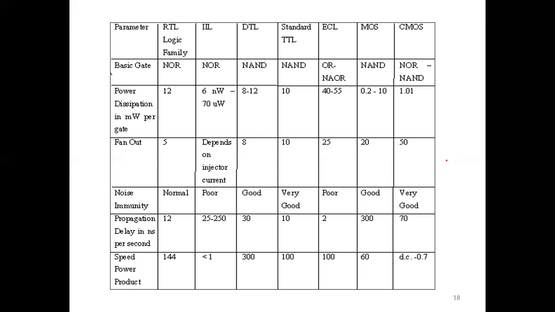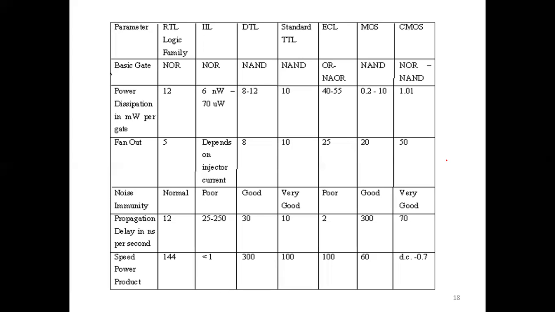That means we need to know which one is best. First we will look at the RTL logic family. The basic gate will be NOR. Power dissipation will be 12, fan out will be 5, noise immunity normal, propagation delay will be 12 nanoseconds. So the speed power product, that is the figure of merit, will be 144.